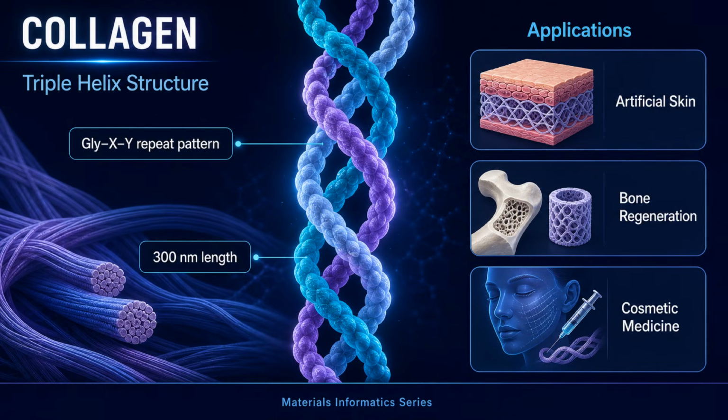Now let's apply what we've learned to a biomaterial, collagen. Collagen is the most abundant protein in mammals, forming the main component of skin, bone, and cartilage. Its distinctive feature is the triple helix structure, where 3 polypeptide chains wind around each other. The sequence follows a repeating Gly-X-Y pattern, where X and Y are often proline or hydroxyproline. The full collagen molecule is about 300 nanometers long. Biomaterial applications include artificial skin for burn treatment, bone regeneration materials, and cosmetic injections.